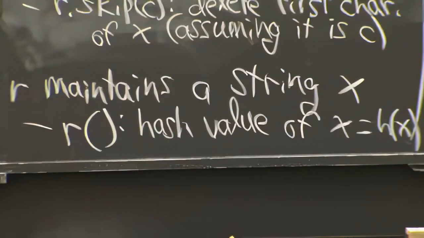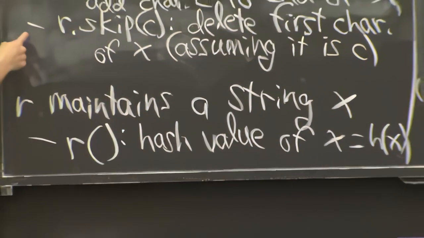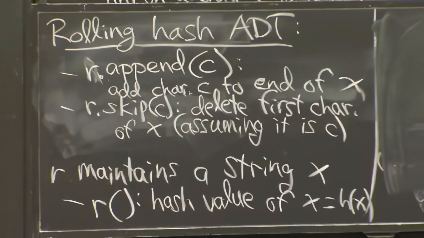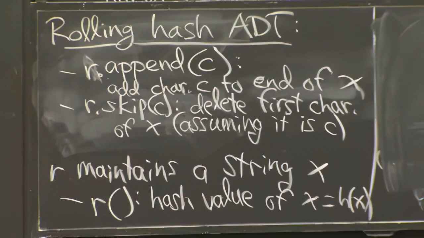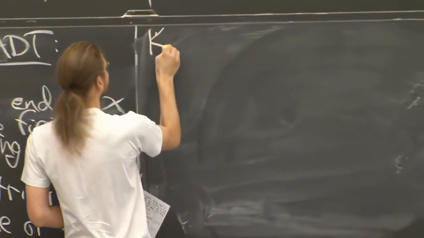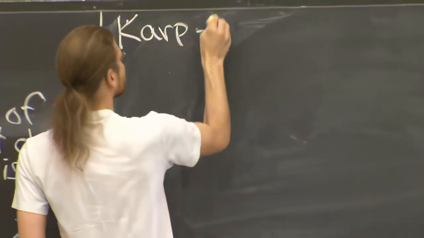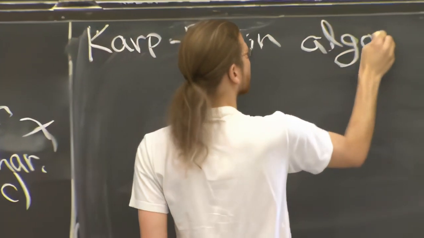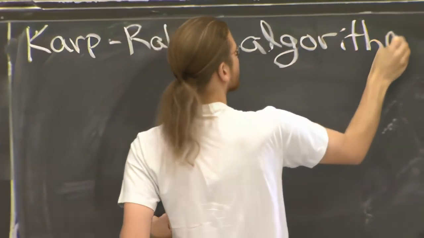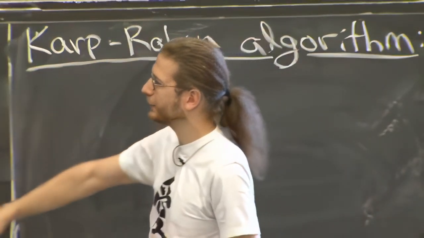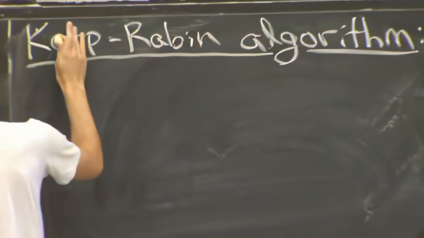If we could do this and we could do each of these operations in constant time, then we can do string matching. Let me tell you how. This is called the Karp-Rabin string matching algorithm. And if it's not clear exactly what's allowed here, you'll see it as we use it.